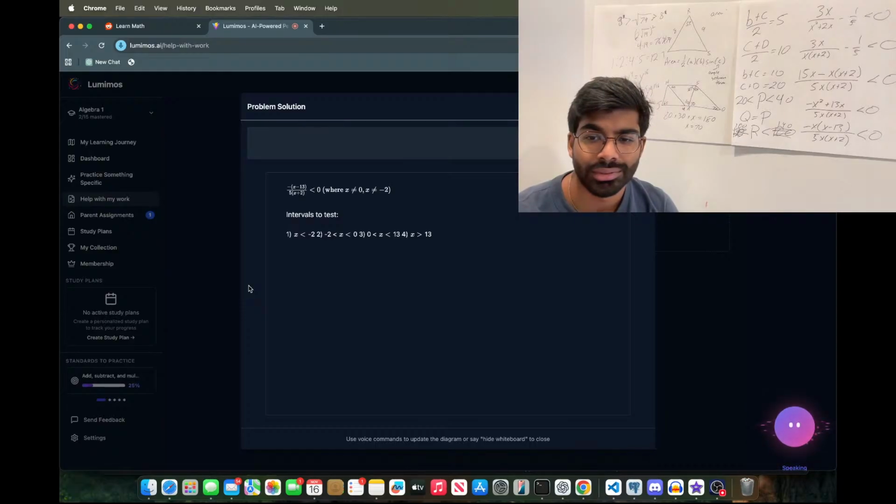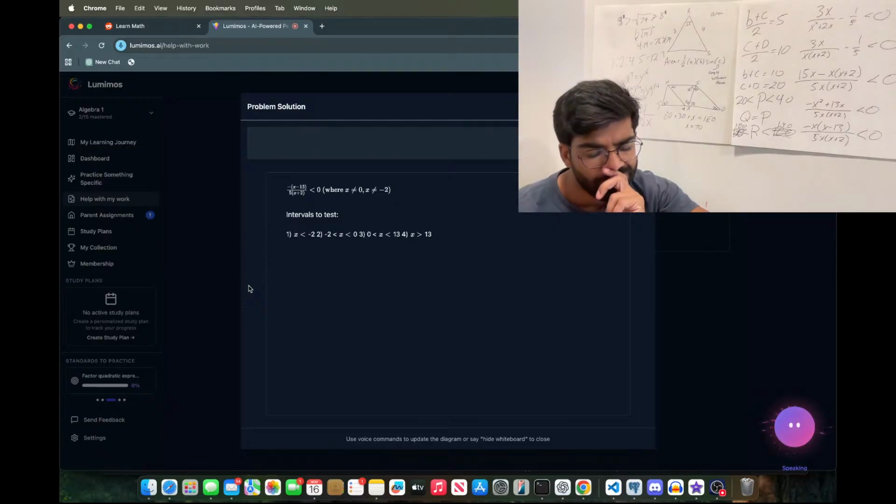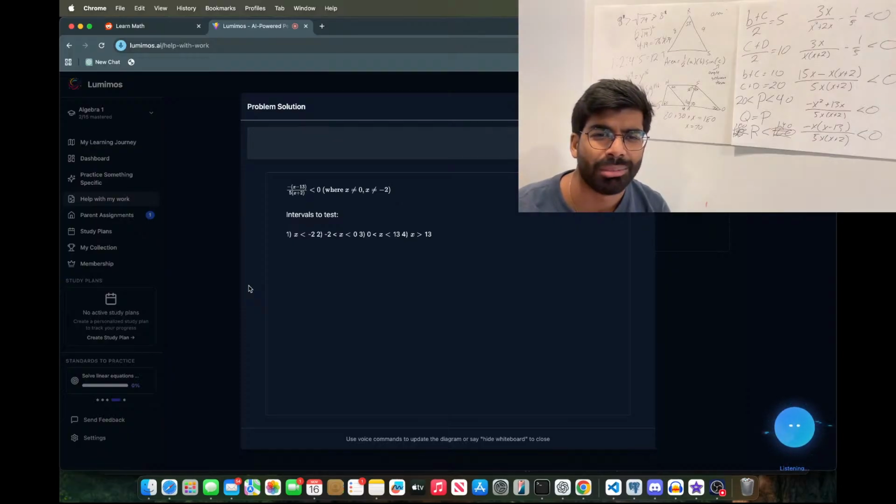No worries. What about the region where x is less than -2? Like x equals -3 or -5? Try plugging in -3. Would that make the expression positive or negative? It would make it positive because -3 minus 13 is -16, and then you do -16, which is positive 16.